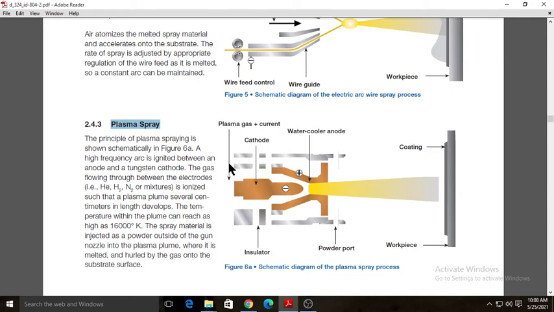The temperature of plasma is as high as 16,000 degrees centigrade. A powder coating material is then injected into the plasma flame and propelled onto the substrate. Ceramic coatings are most often applied using plasma spray due to their high melting temperature. Okay, so here what is happening?